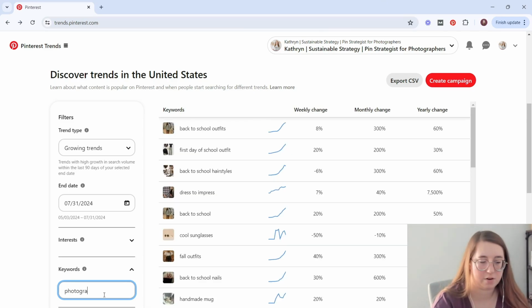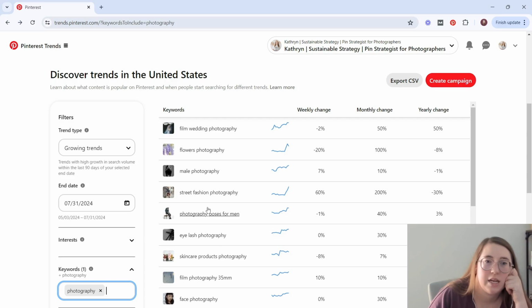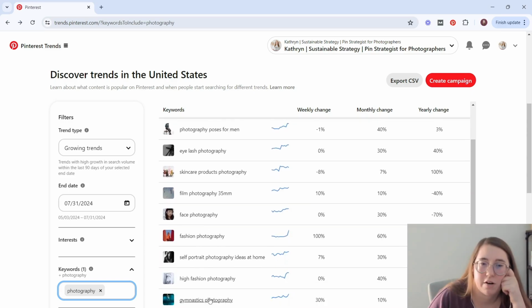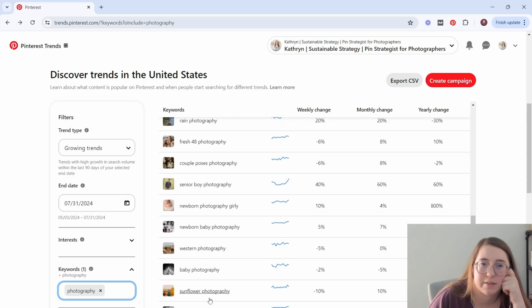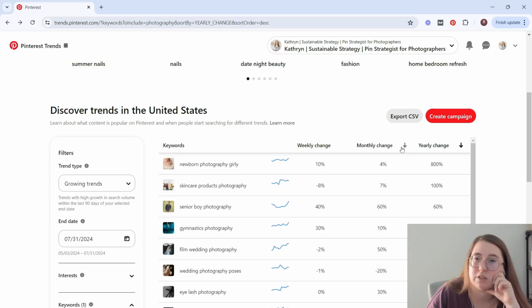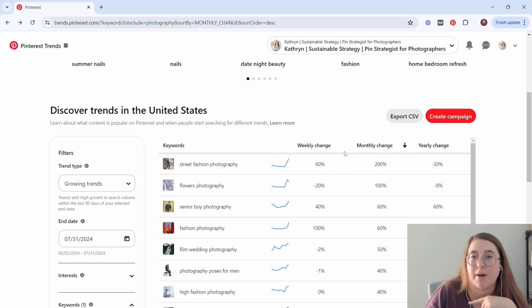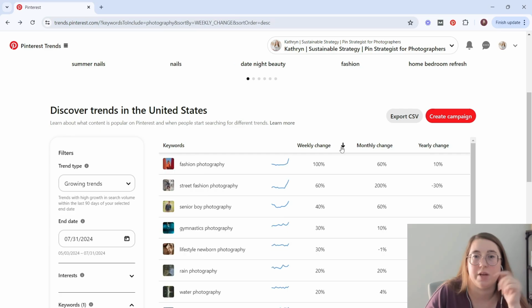So let's just type in photography. Okay, great. So we have film, wedding photography, all of these different things. Some of these things can apply to brand photography. We're just not using that word brand specifically. Then I like to prioritize the weekly change, but also look for positive monthly change and positive yearly change. So I'm going to sort all of this so that it sorts by yearly change first. So you can see newborn photography girly is 800% increase in searches this year compared to last year. That's what that number means. So after I sort by yearly, I sort by monthly, and then I sort by weekly.